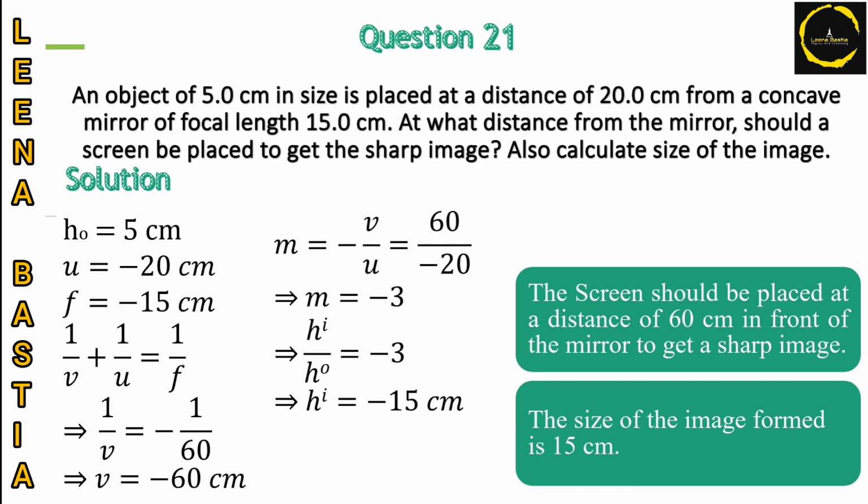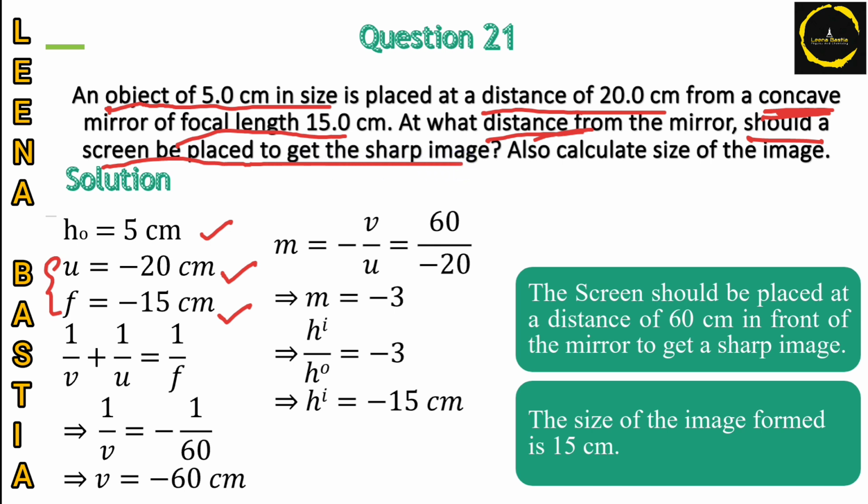Now children, just see whatever is given first. The object size is given as 5 cm, so HO is 5 cm. The object is placed at a distance of 20 centimeter, so U is always negative, minus 20 centimeter. Focal length for the concave mirror is always negative, so minus 15 centimeter we have written. We have two values to get the distance of the image. In the question, at what distance from the mirror should a screen be placed to get a sharp image? The screen should be placed wherever we are going to get the image, isn't it? So it is the image distance we are calculating, that is V.